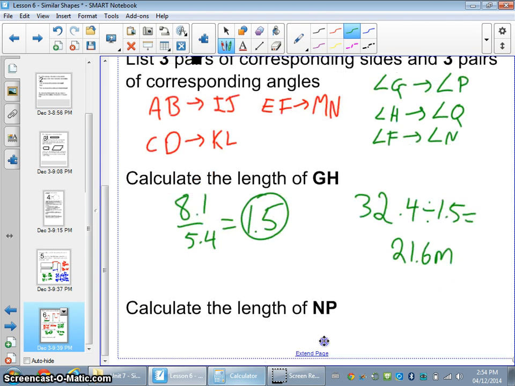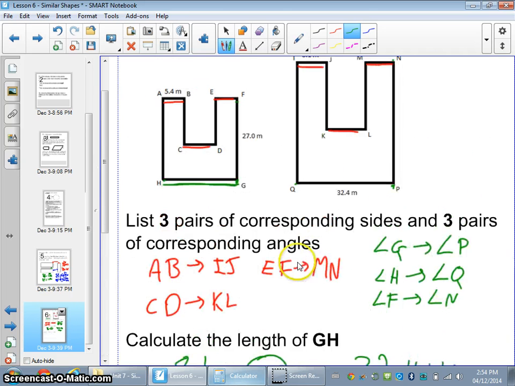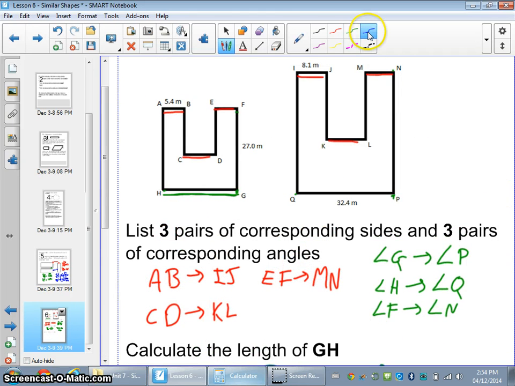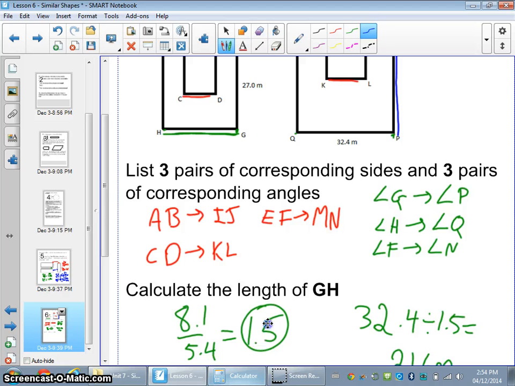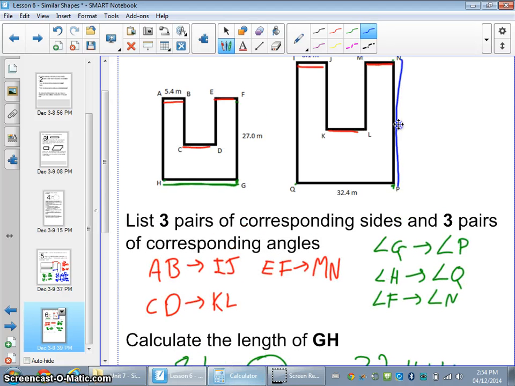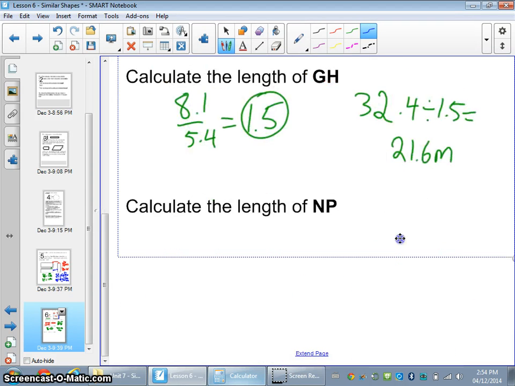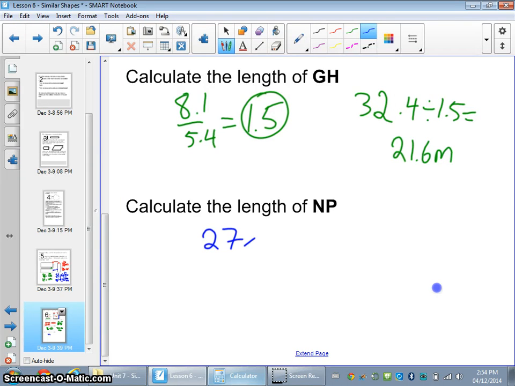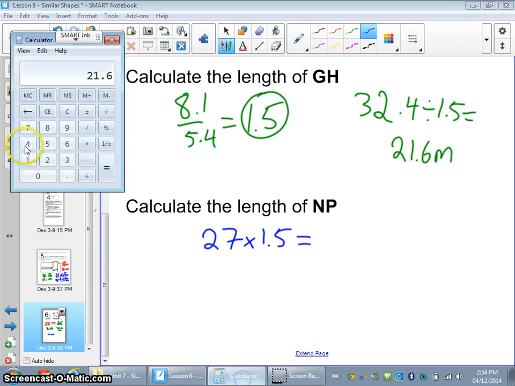One last question here. Calculate the length of NP. Okay, so NP is this stretch here, from N to P. And that compares to 27. We know that the scale factor is the same, 1.5, so this is going to be 1.5 times bigger than 27. So since it's that many times bigger, I can say, okay, well, I have 27. I know it's going to be 1.5 times bigger. And what do I get? 27 times 1.5 equals 40.5.